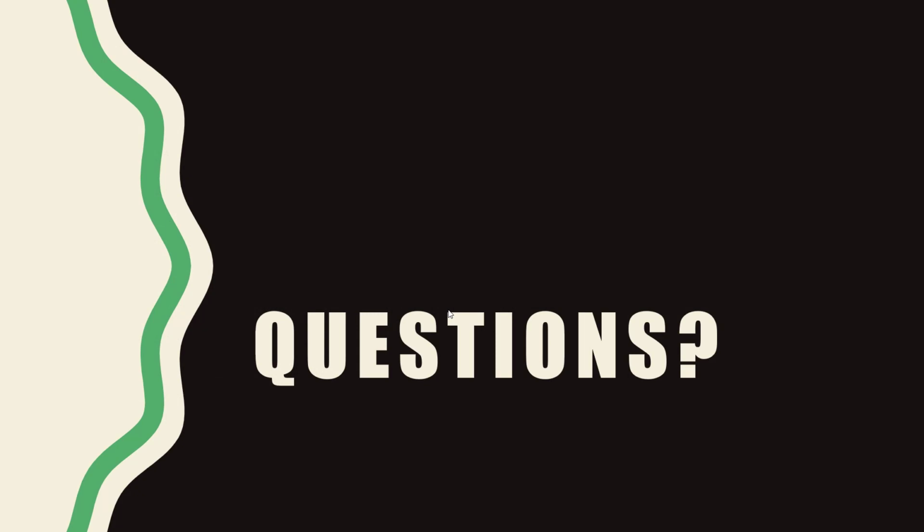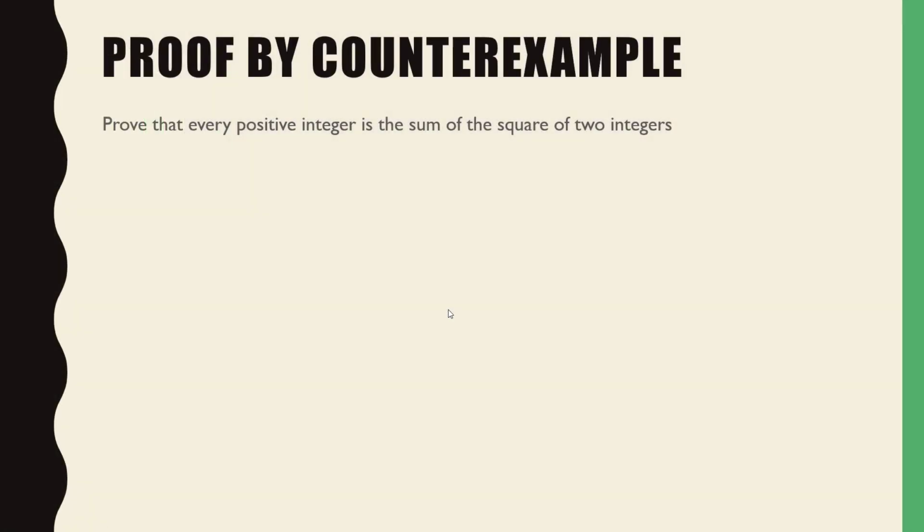Okay, let's look at a couple other ideas here. Counterexample. This one is super easy. It's going to take us 5 seconds to cover this, but I want to make sure I throw it out there. Prove that every positive integer is the sum of the squares of two integers. So pick some random number for a minute. My claim is that the number 10, for example, is the sum of the squares of two integers. Is that even true?